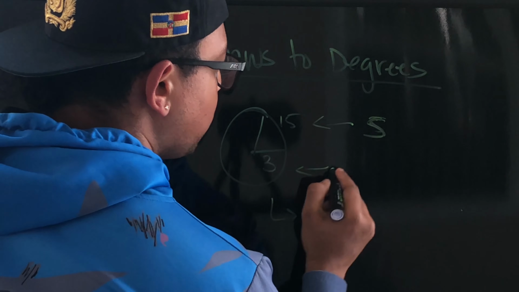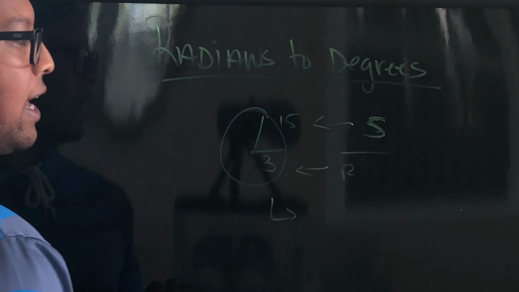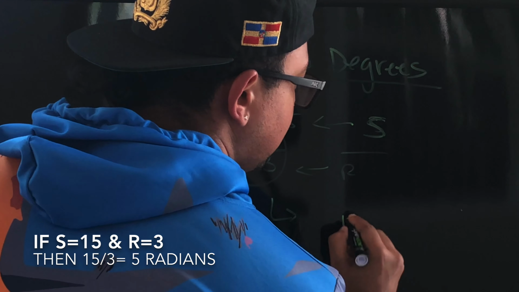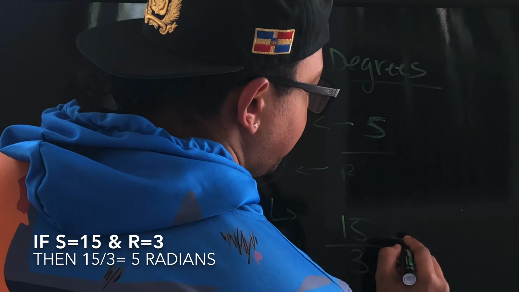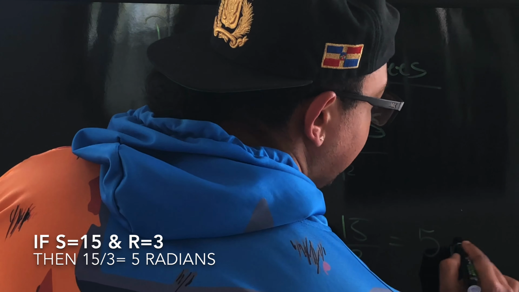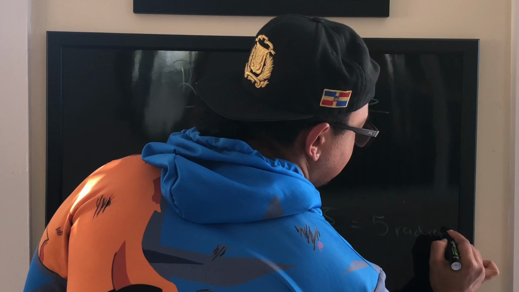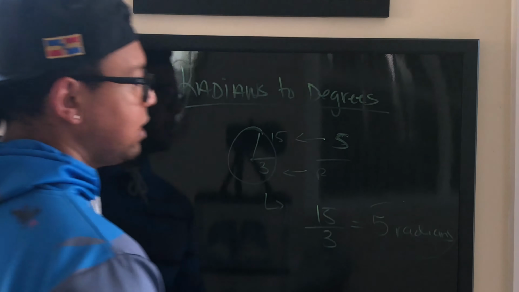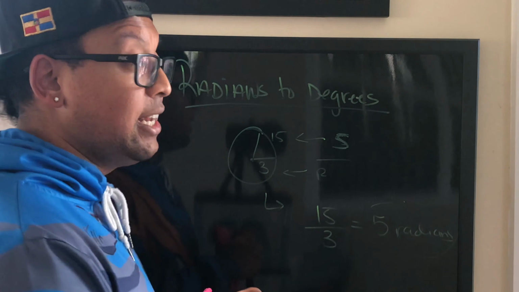And this would equal R, all right? And all you're doing is dividing this. So all you're gonna do is take 15, divide that by 3, and your answer should be 5 radians. That is your answer. That one's really simple. That's just understanding what a radian is. That's all a radian is. When understanding how to convert degrees to radians, you're gonna understand this.